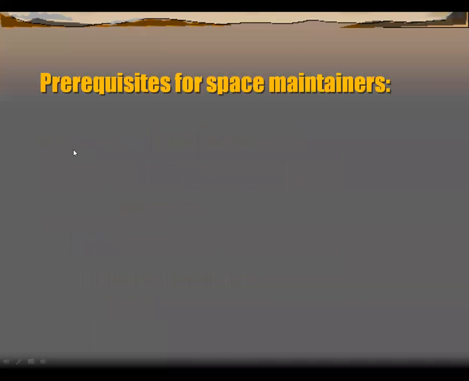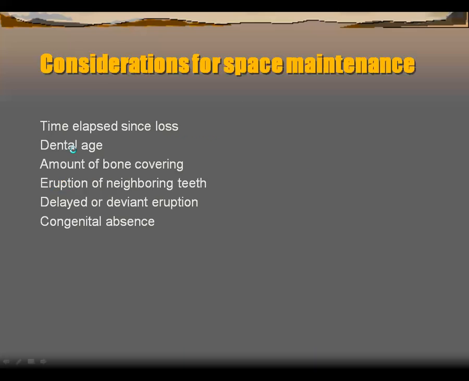These factors should be considered. Remember these factors. First one is time elapsed since loss. Second one is dental age. Third one is the amount of bone recovery. Fourth one is eruption of neighboring teeth. Fifth one is delayed or deviant eruption. And the sixth one is congenital absence. These factors have to be considered before giving any space maintenance. Remember all these factors. We move on to the next thing.